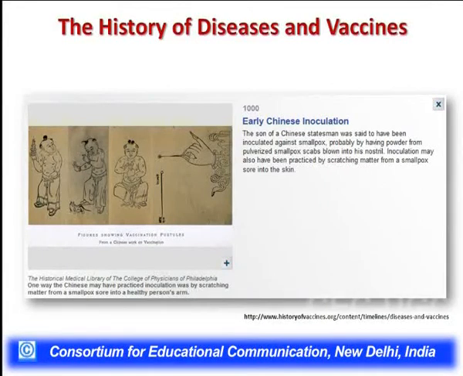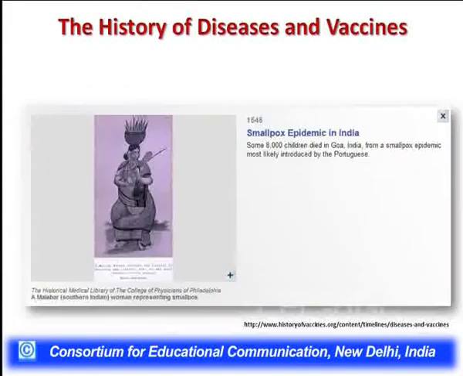Now, let's come to the history of the diseases and how the vaccines for these diseases got developed. One of the first reports of disease was for smallpox. The early Chinese inoculation was given for smallpox treatment, in which the son of a Chinese statesman was said to have been inoculated against smallpox. This is something which came up in 1000 AD. The next one came up in the year 1545, when a smallpox epidemic was prevalent in India. It has been said that during that year, about 8,000 children died in Goa because of the smallpox epidemic.